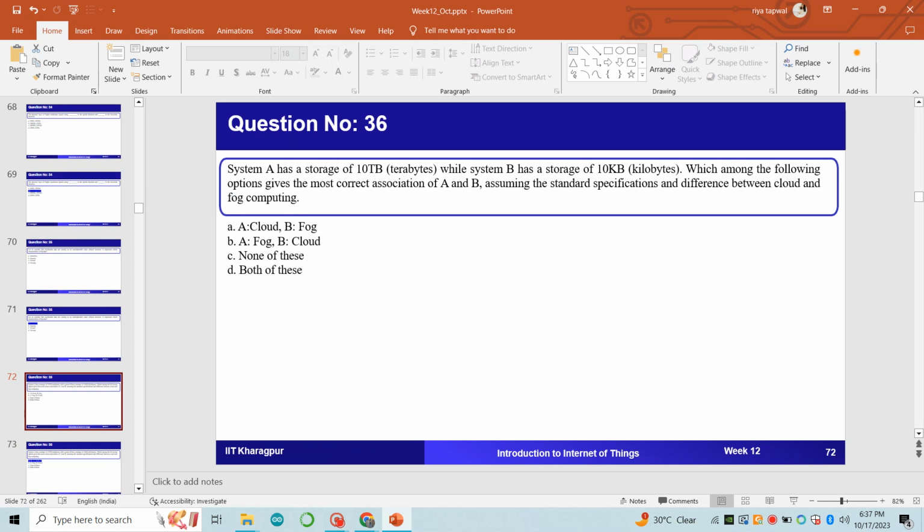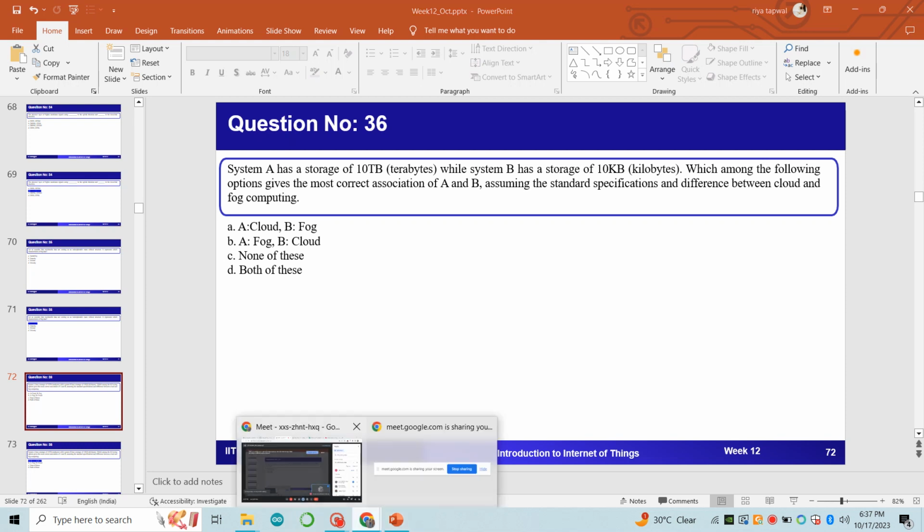Next question is: system A has a storage of 10 terabyte while B has a storage of 10 KB. Which among the following options gives the most correct association of A and B, assuming the standard specification and difference between cloud and fog computing? Option A is A cloud, B fog; B is A fog, B cloud; C none of these.